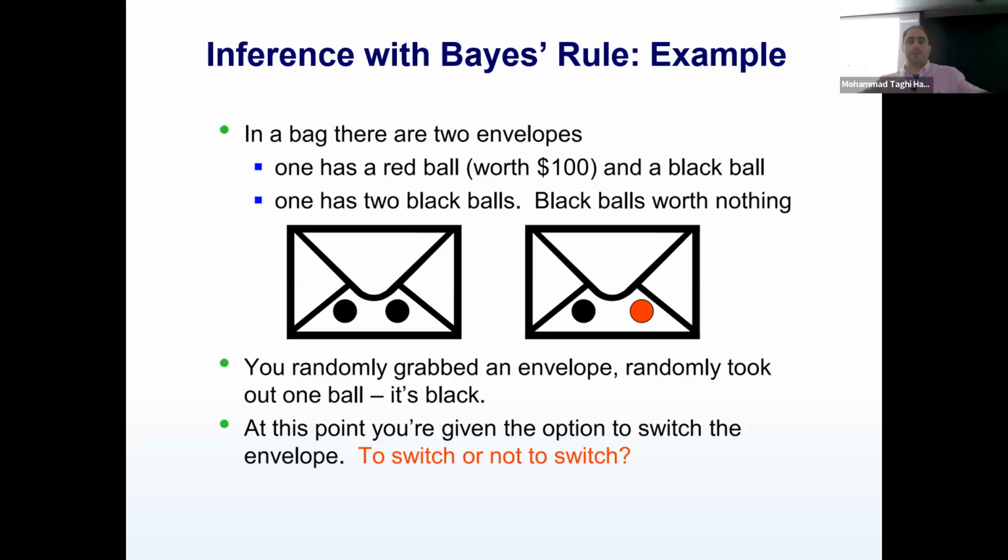Then what do you do? Essentially it's the bag. You put your hand in one of them. Hopefully it's not a snake. It's just the bag there. You go there, you get one of these envelopes, then you open it, and you bring one ball out. It is a black ball. Good. Then you can keep this envelope that you took out, or you can switch. The question is whether you should switch or not.